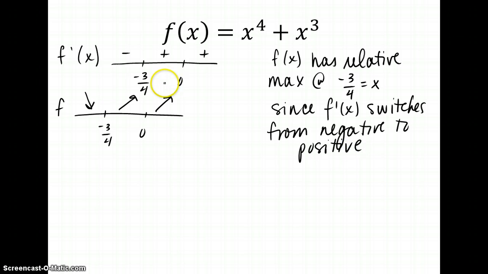Now if you notice at 0, the derivative never switches, so the function remains increasing to the left and right of 0. So therefore, there's no relative extrema at 0, only when a sign change occurs on the derivative. So we have 81 over 256 minus 27 over 64. And we can find that answer together tomorrow.